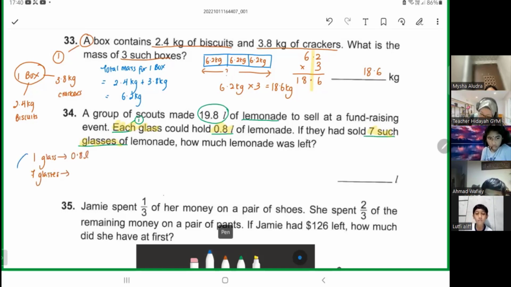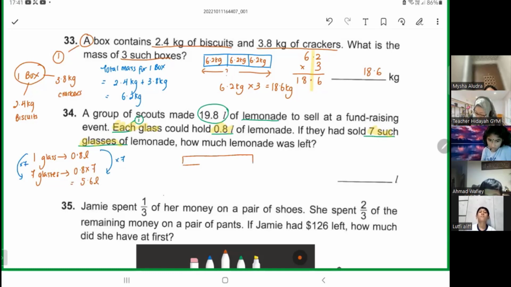That will be 1 to 7 is times 7. Here will also be times 7. So 0.8 times 7 equals 5.6 liters. Okay, so I know I made a total of 19.8 liters of lemonade, right? Right now, I already sold about 5.6 liters of lemonade.